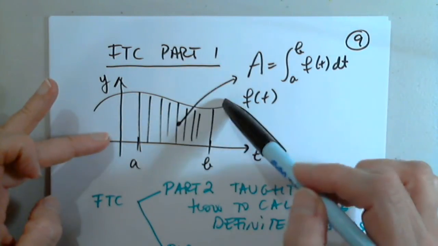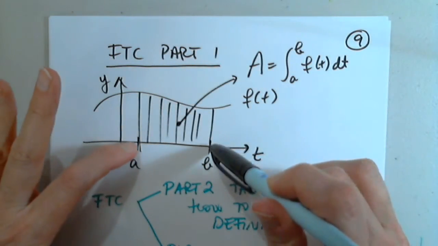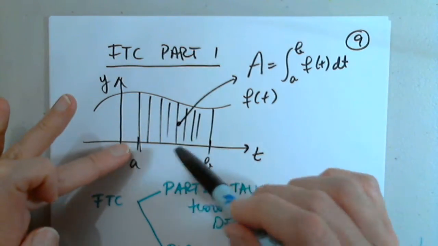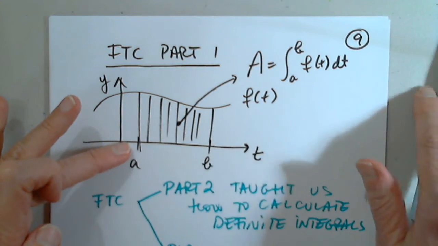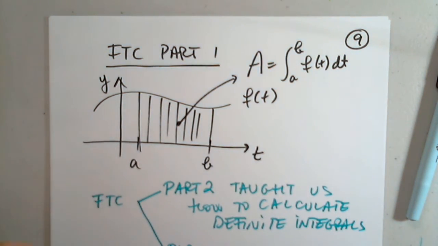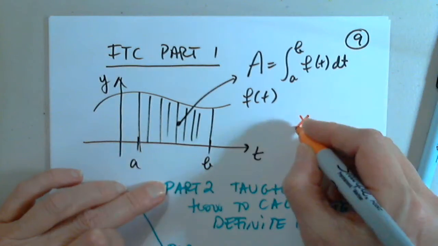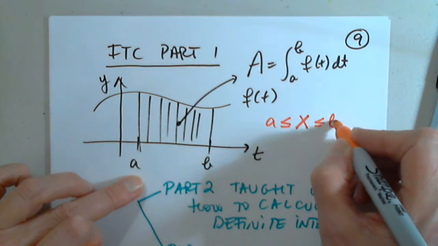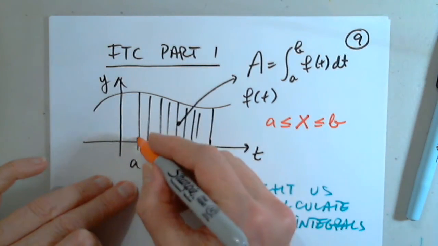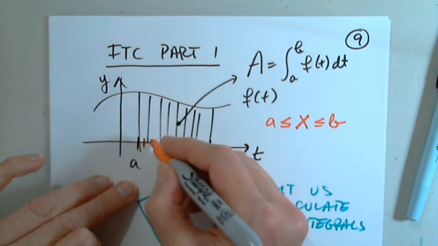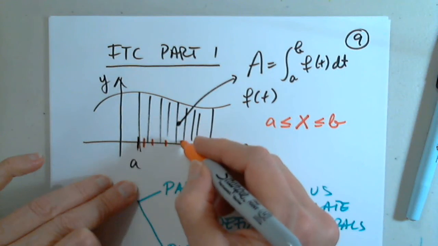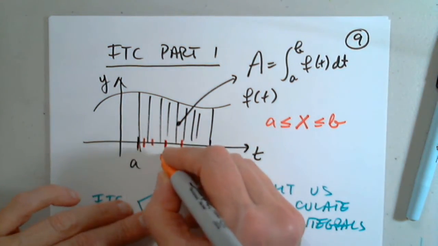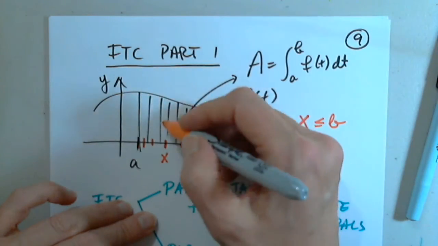Back to our graph. This is between a and b, so t is a number between a and b. But now I'm going to say x, some x, is between a and b as well. x could be this, or here, or here, or here. Let's say I choose x to represent, to graph here.